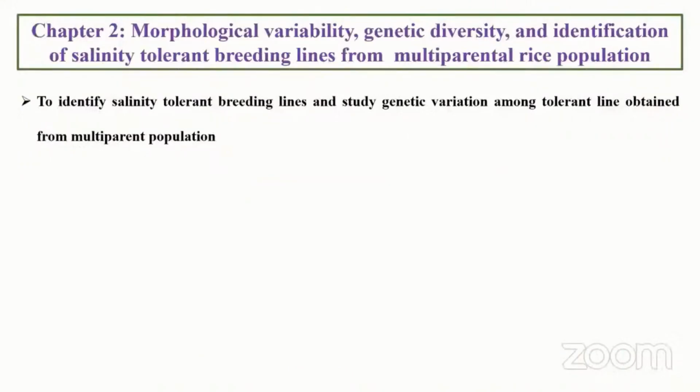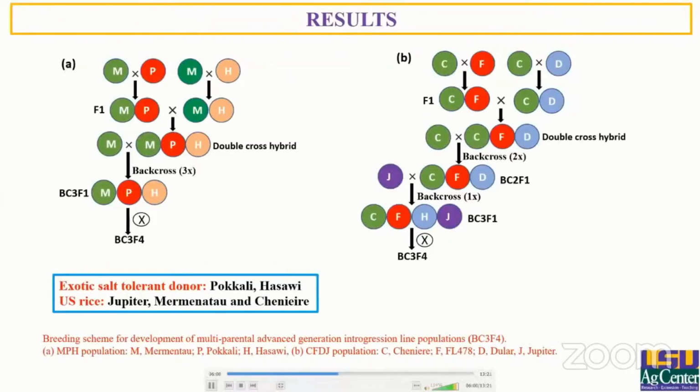The second approach is to develop multi-parental rice populations using two or more donors. Here, we used the exotic salt-tolerant donors Pokkali and Hasawi, and in the US rice background Jupiter, Marmenta, and Sabine. We have two populations named MPH and CFCD, and we developed BC3 populations using those parents.